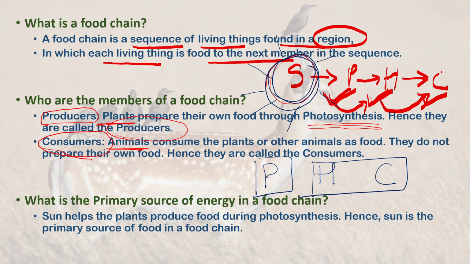But plants compulsorily need the first source of energy, which is the sun. So hence, what is the primary source of energy? What is the primary source of energy in a food chain? It's the sun. Okay.